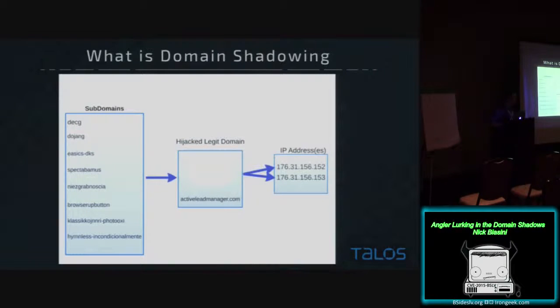Basically what I found is adversaries specifically associated with Angler were hijacking legit domains, just random domains, and then hosting malicious subdomains underneath them, and then linking those to IP addresses that were hosting Angler. And what I realized is this is kind of a next evolution.